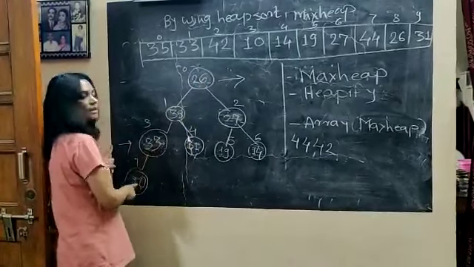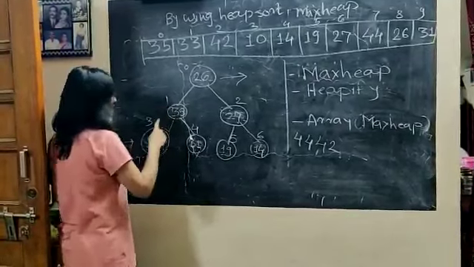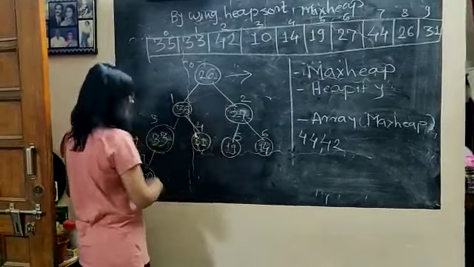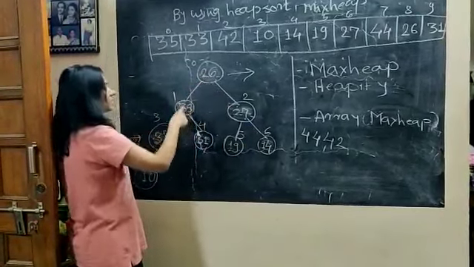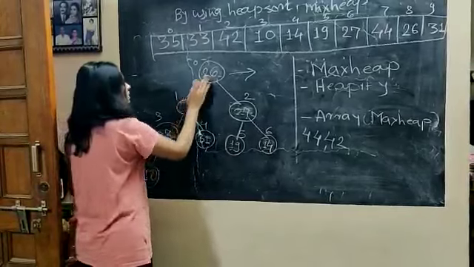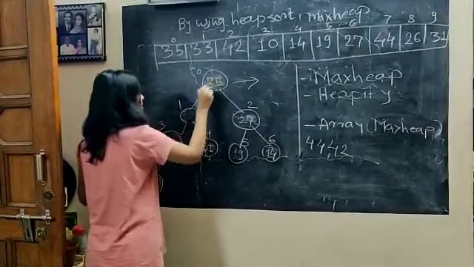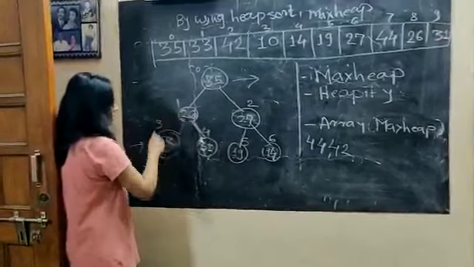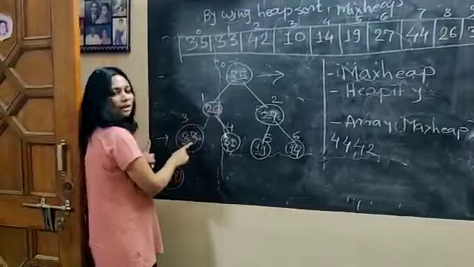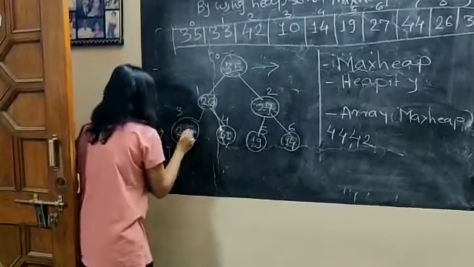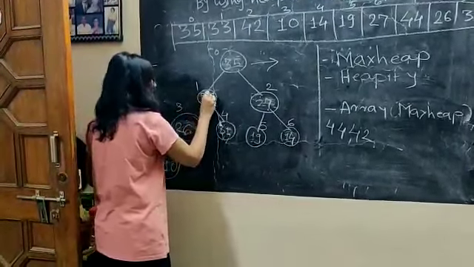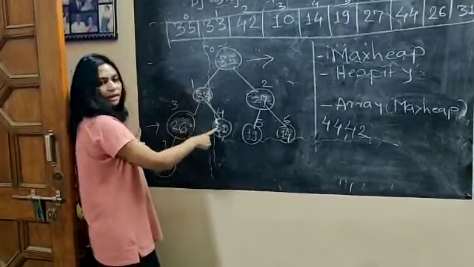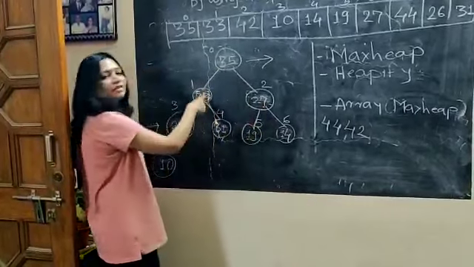Now check. 33 is greater than 10? Yes. 35 is greater than 33, 31. 27 is greater than 19 and 14. This is balanced. But 26 is less than 35. So we have to do the swapping between these. So here comes 35, here comes 26. Now again we will check. Here this is a mismatch. So 26 and 33 will be swapped. So here comes 26 and here comes 33. Now this is the balanced tree because 26 is greater, 33 is greater, 27 is greater and 35 is greater.